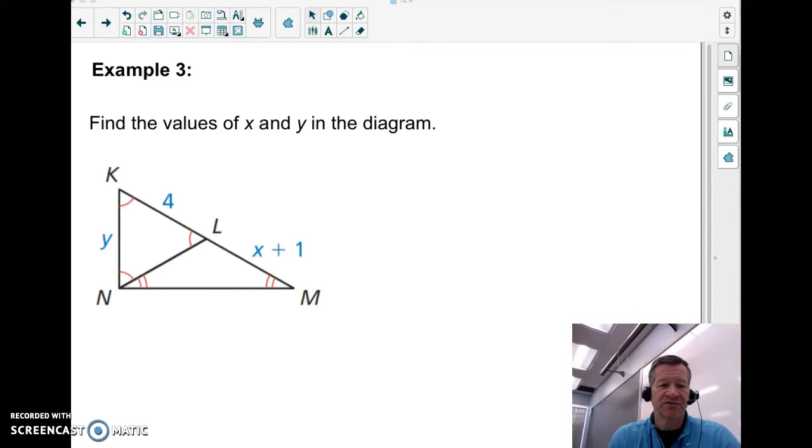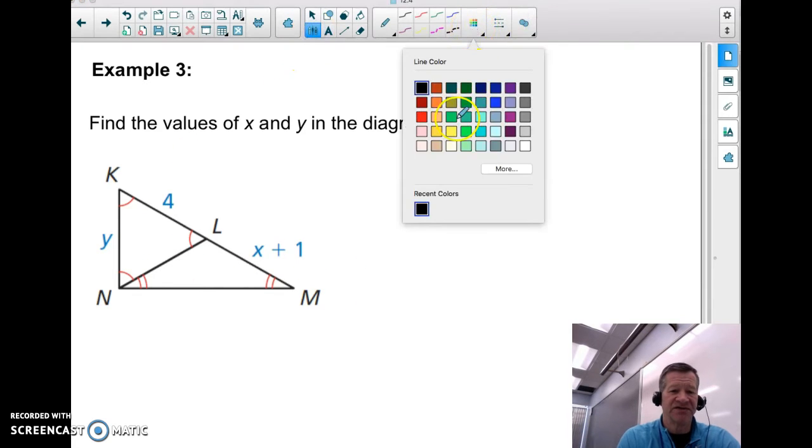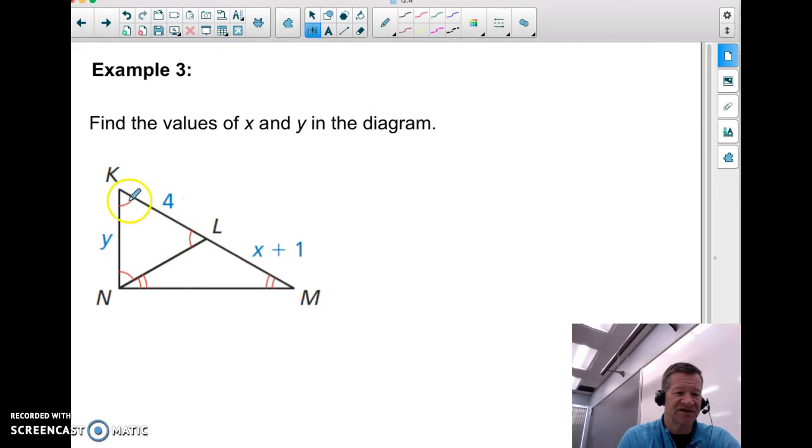So using these theorems we've learned about base angles, can we do this? Find the values of x and y in the diagram. What you see here, hopefully, is an equilateral triangle on the left, and we know it's equilateral because since these three angles are congruent, these three sides must be congruent.